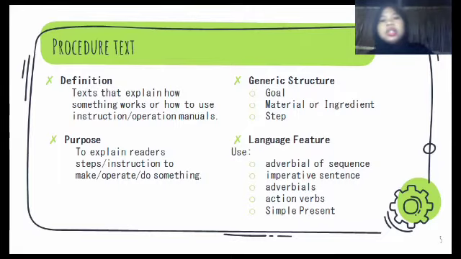The generic structure is goal. Goal, for example, how to make spaghetti, how to use the fan, how to make an omelette and something like that. And the second, material or ingredients, for example, egg, an onion, vegetables, we need a pan, knife, etc. And third is steps. For example, first, wash the tomatoes, peel the bananas, etc.